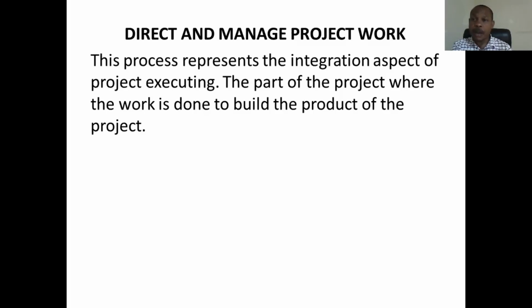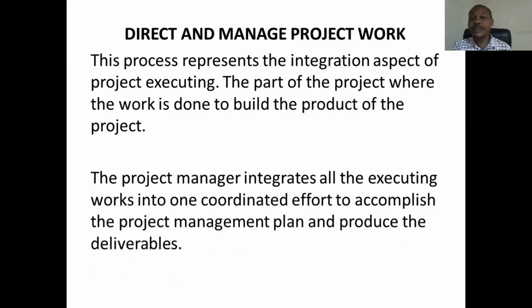Now, after the approval of the project management plan, the next thing you do is to execute the project. That execution piece of the project is what we call direct and manage project work. The project manager integrates all the executing work into one coordinated effort to accomplish the project management plan and produce the deliverable. This is the action aspect of the project. Here you put all the plans into action.